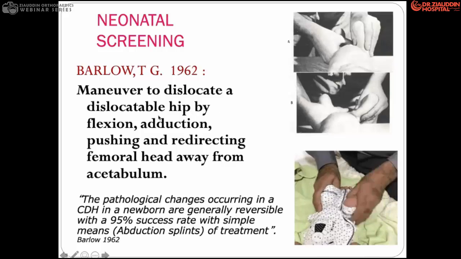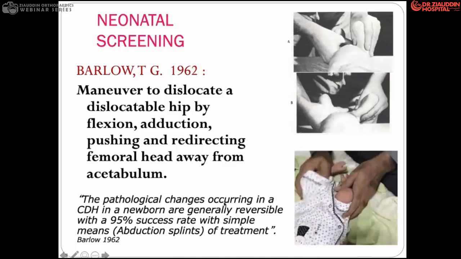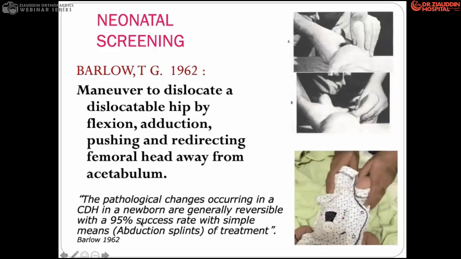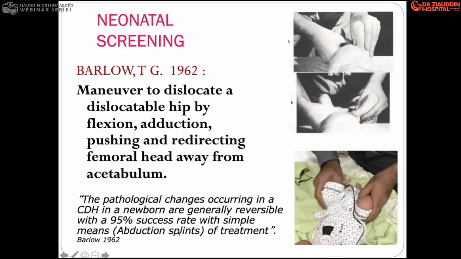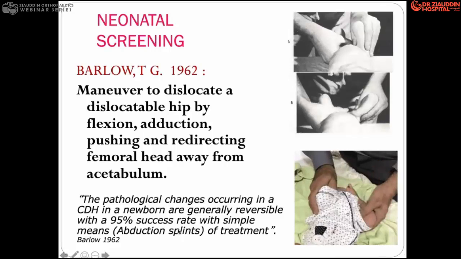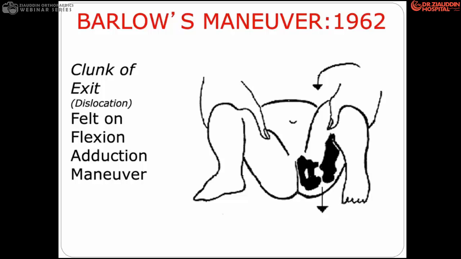This is 4 years after Ortolani, and he says many of the pathological changes occurring in DDH are generally reversible in 95% of cases with simple means of abduction splints, and thereby they started using abduction splints. So here is the clunk of exit. When you have relocated the hip by the Ortolani maneuver, then you have to dislocate the hip. The maneuver is to push the femur down and adduct so that the hip comes out and it produces a sound. That is called the clunk of exit, and it is the Barlow maneuver. It is the combination of reducing the hip and redislocating the hip. That is called Barlow's maneuver.